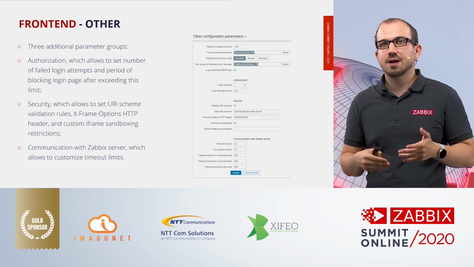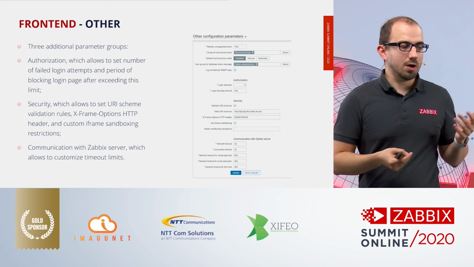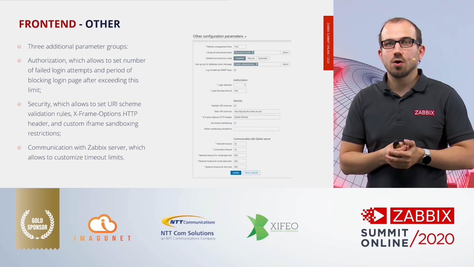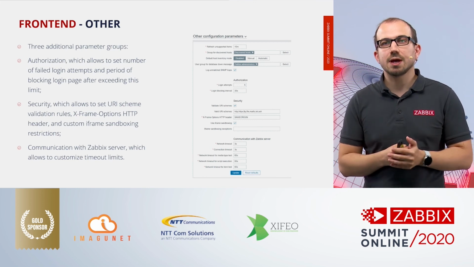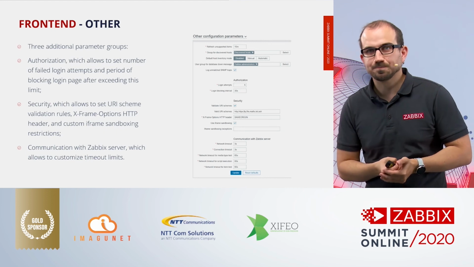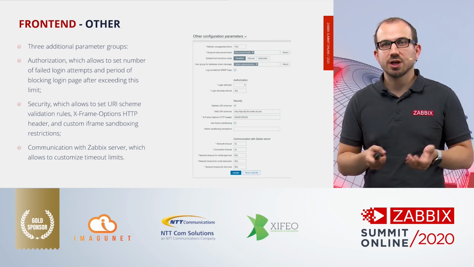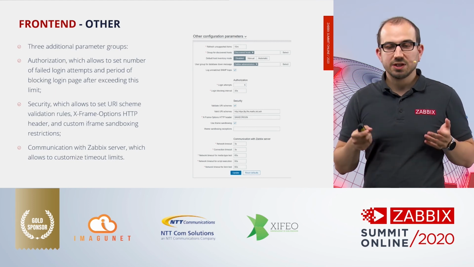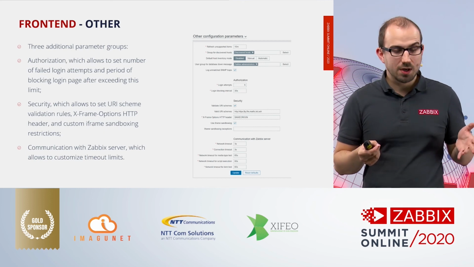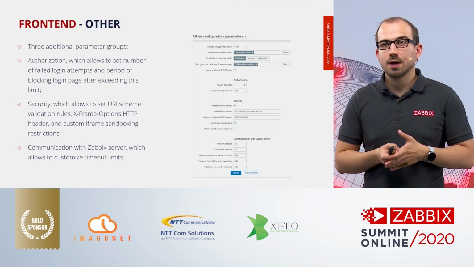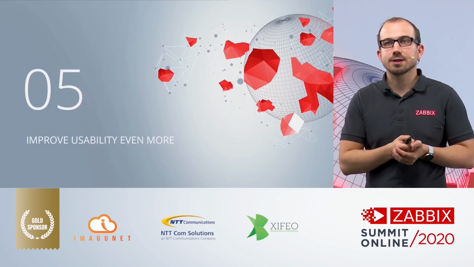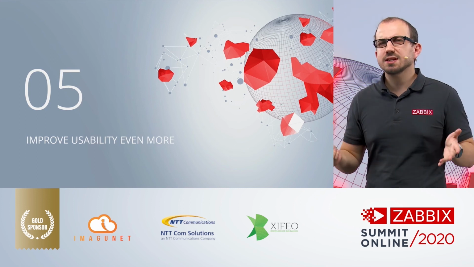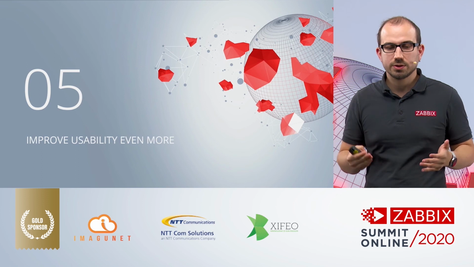Security, which allows you to specify the URI scheme validation rules, like look for HTTP or HTTPS or FTP and so on, to make sure that those will be absolutely correctly used and written. And of course, settings about the communication with Zabbix server, which allow you to customize, for example, the timeout limits, making sure that you won't see a warning about something not being reachable while it was just a sudden delay in the connection.